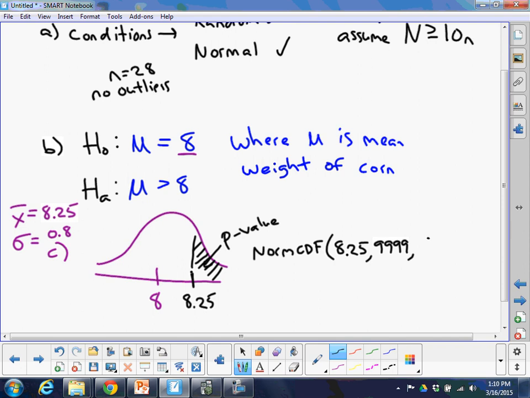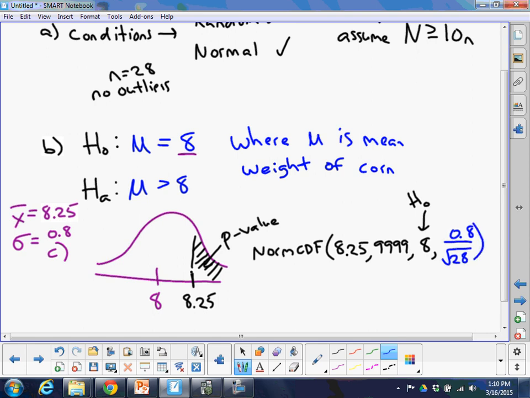Our mean was 8. Okay, that's always from H0, right? And we can see it on our picture. And then the standard deviation, again, the 0.8 is for the population. Okay, for the model we drew, this is a sampling distribution. It's going to be 0.8 divided by root n, and that was 28.